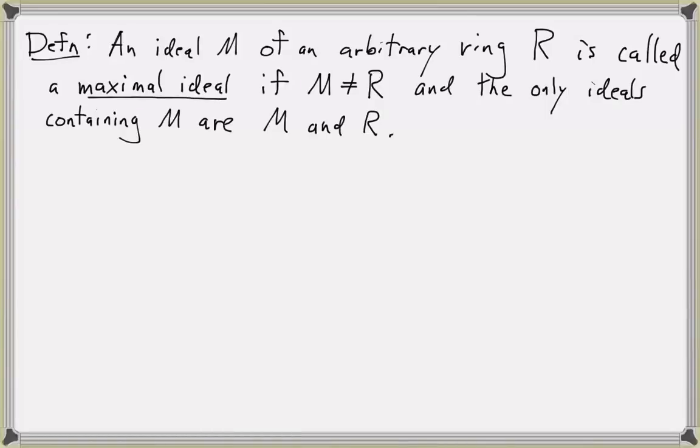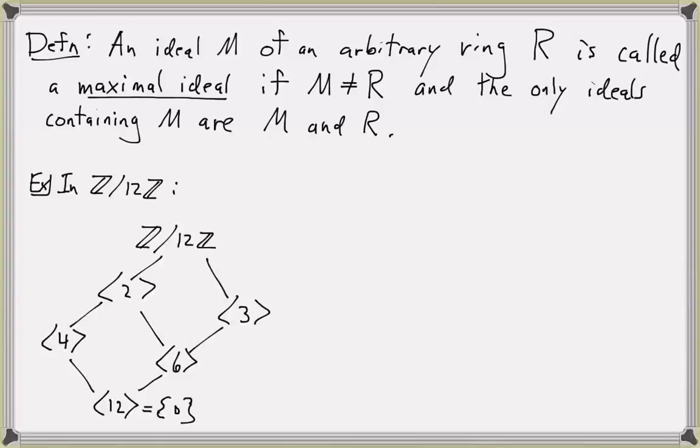So let's look at a quick example in the ring of integers mod 12. In the set of integers mod 12, we have the following lattice of ideals. In this lattice of ideals, we see that the ideal generated by 2 and the ideal generated by 3 are the only maximal ideals.